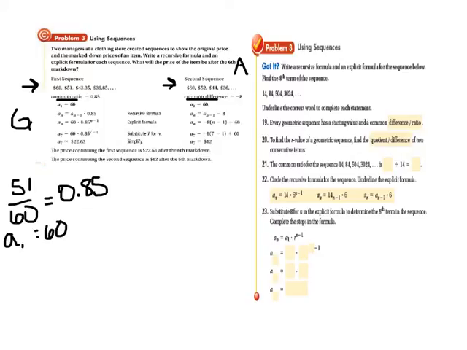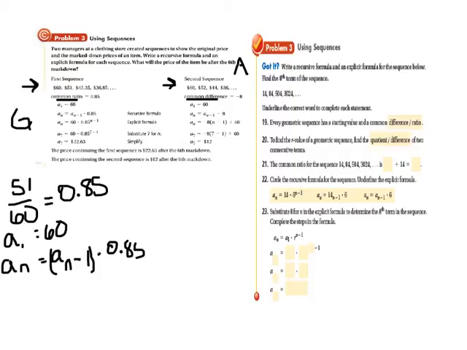So that's enough information for us to be able to write our recursive and explicit formulas. Our recursive formula, we would say A1 equals 60, and then we would say AN equals AN minus 1 times 0.85. And it's not the n minus 1 that's getting multiplied, but this whole term here, a sub n minus 1, that's getting multiplied by 0.85.